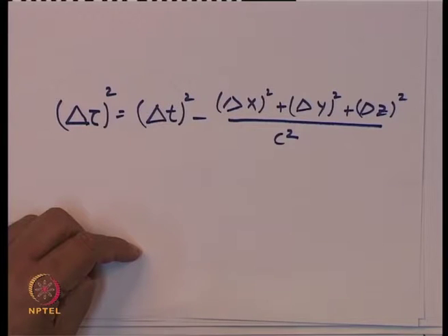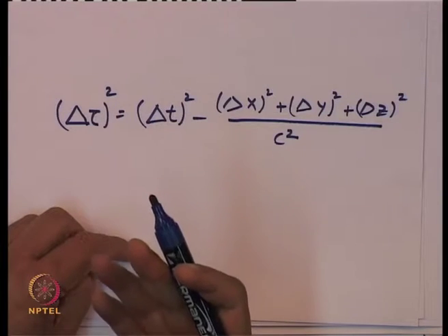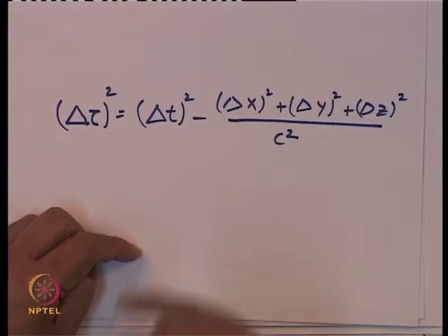The obvious question is: is it consistent with whatever we have defined earlier? I want to show that this is consistent. If the two events in a frame of reference occur exactly at the same position, it means delta x is 0, delta y is 0 and delta z is also 0. There is no difference between the x, y and z values of the two events. Therefore, obviously, the two events have occurred at the same position.